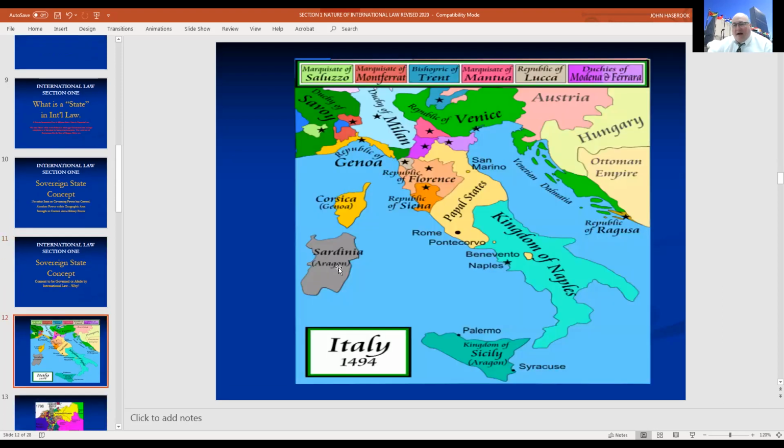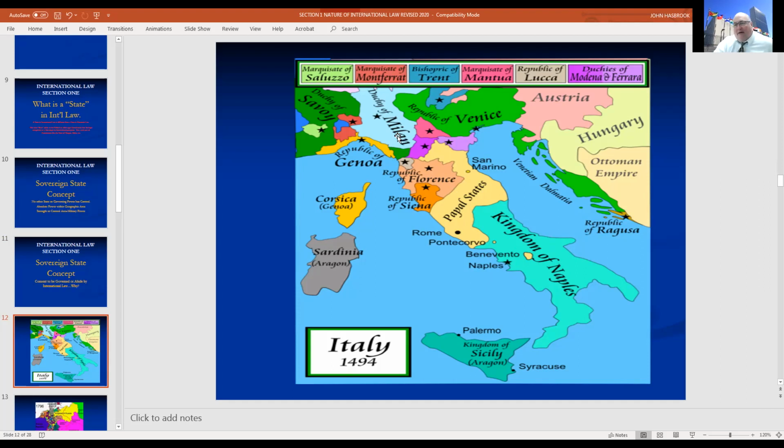So here's a map of Italy, what we now know as Italy, from 1494. At that time, the area that is now Italy was divided up into what we would call city-states. So we had Florence, the Republic of Florence, governed by the city of Florence, Venice, Naples down here, the Papal States governed in Rome, of course, the Republic of Siena, the Duke of Milan.